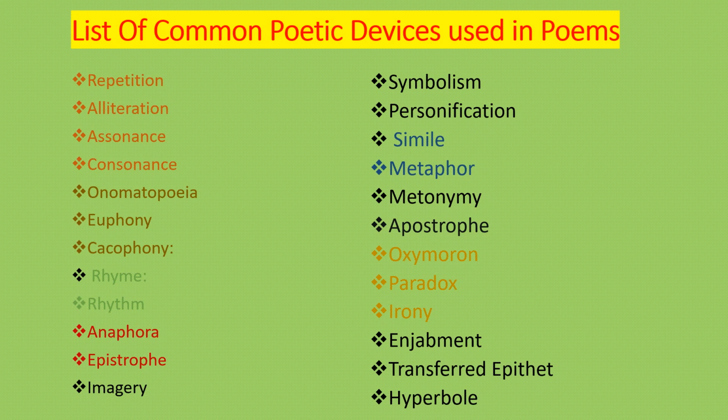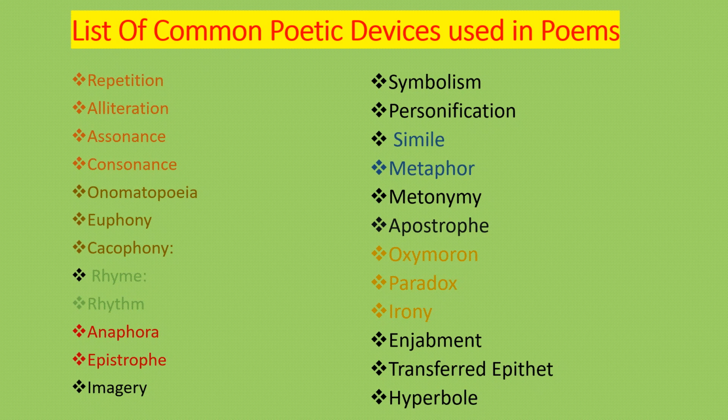Very commonly used poetic devices are repetition, alliteration, assonance, consonance, onomatopoeia, euphony, cacophony, rhyme, rhythm, anaphora, epistrophe, imagery, symbolism, personification, simile, metaphor, metonymy, apostrophe, oxymoron, paradox, irony, enchantment, transferred epithet, and hyperbole.